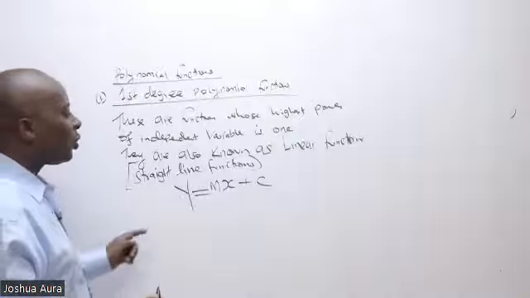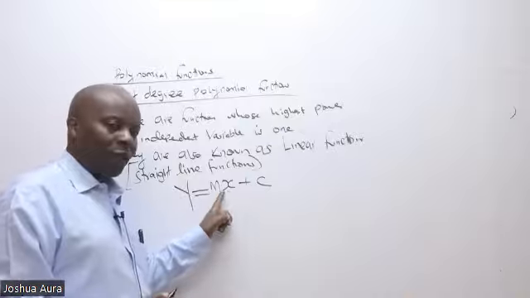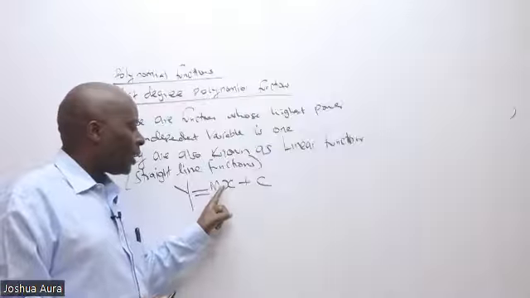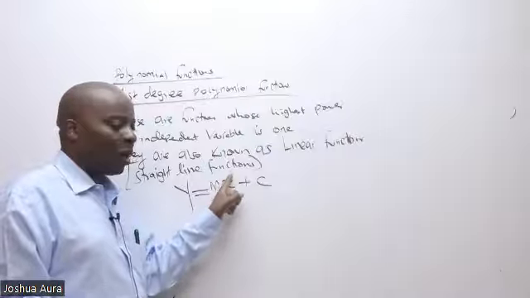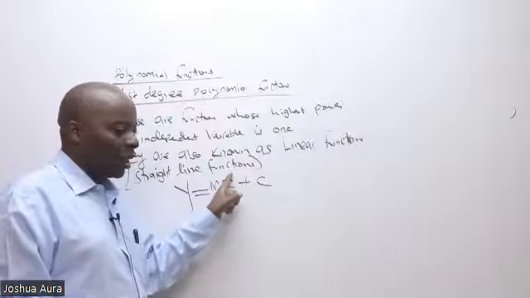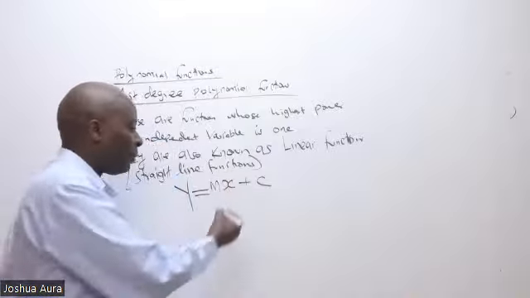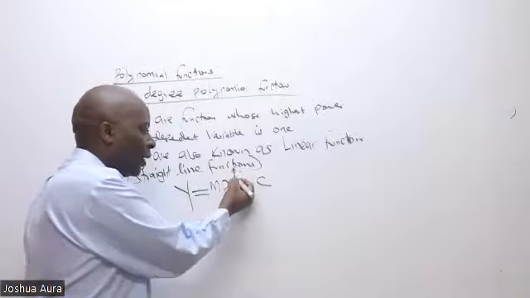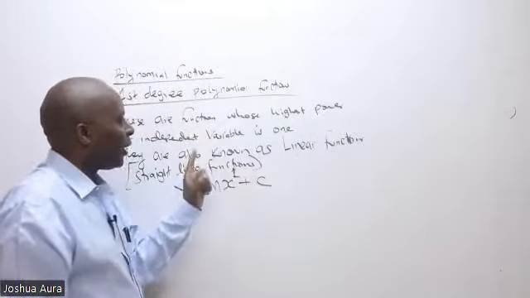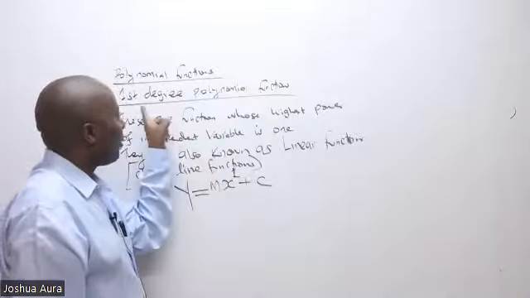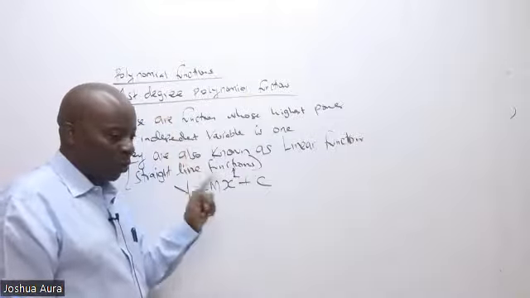If you look at this function very well, this x is the independent variable, and you can see x is raised to power 1. There is an implied 1 there for the independent variable. So automatically it becomes a first degree polynomial function.